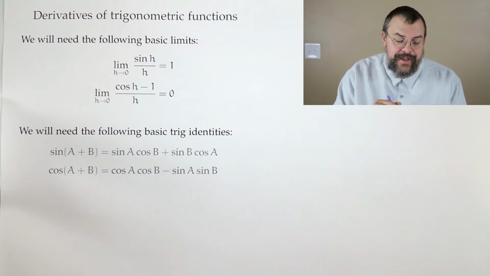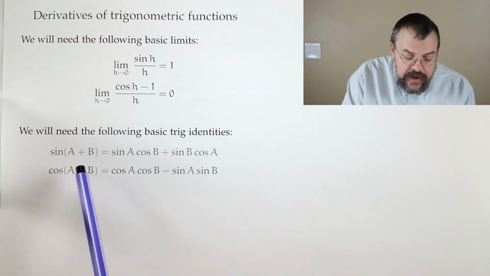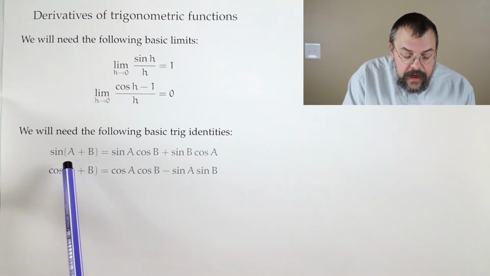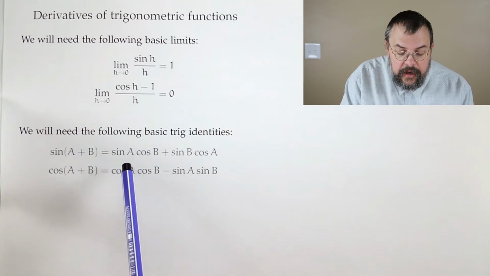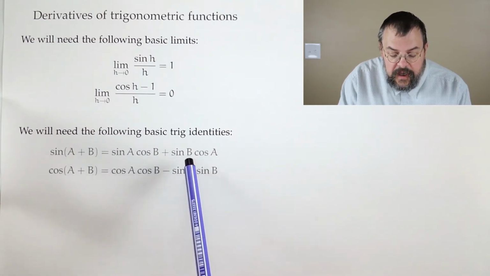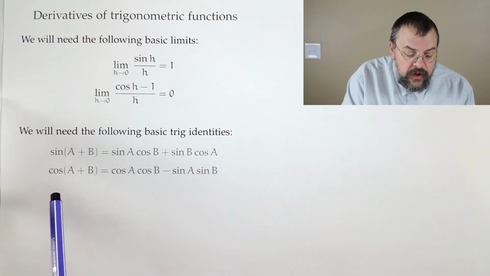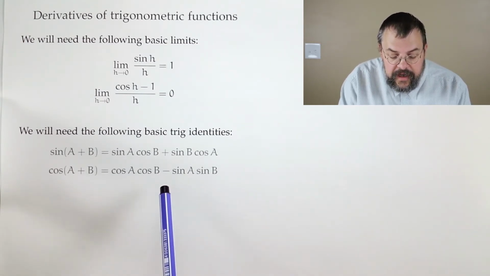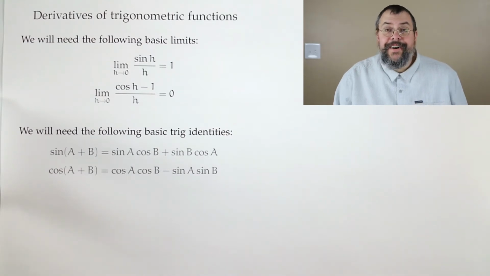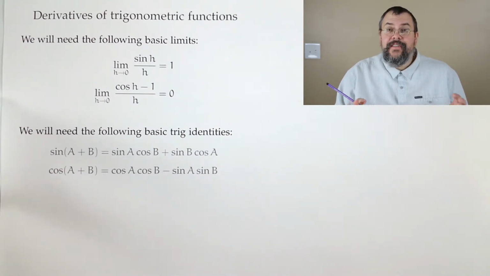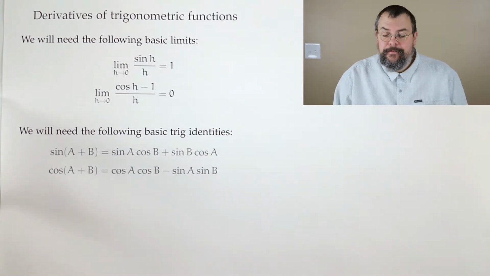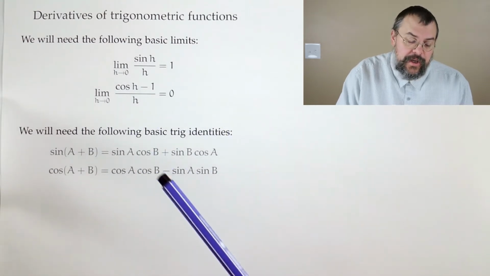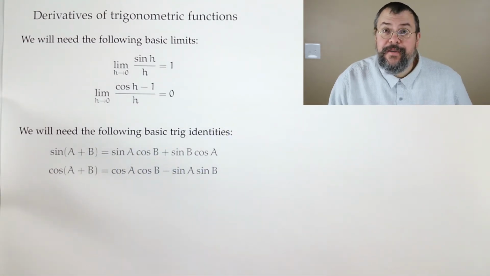The other element we need is how do we break up addition in the sine and the cosine function. So sine of a plus b is sine a cosine b plus sine b cosine a. Cosine of a plus b is cosine a cosine b minus sine a sine b. All right, so those are some basic facts that we'll need. Okay, so let's assume those for now. Certainly the limits we're good with, and we'll just accept this for right now.